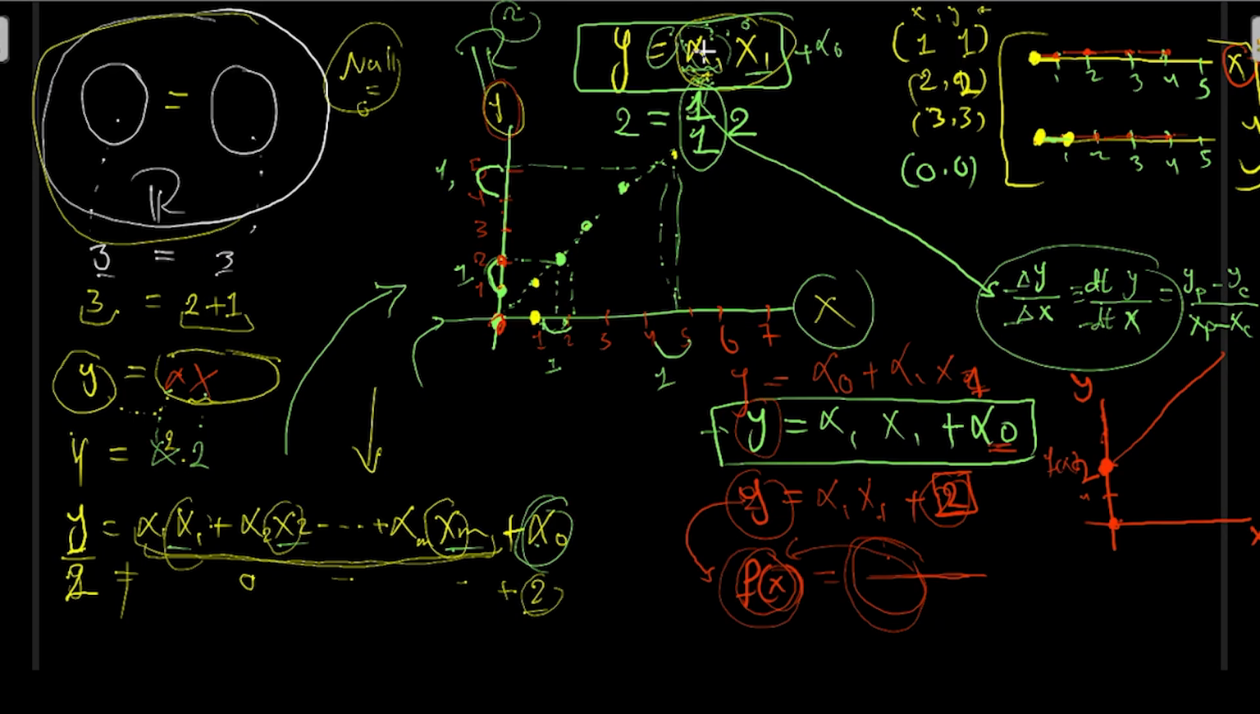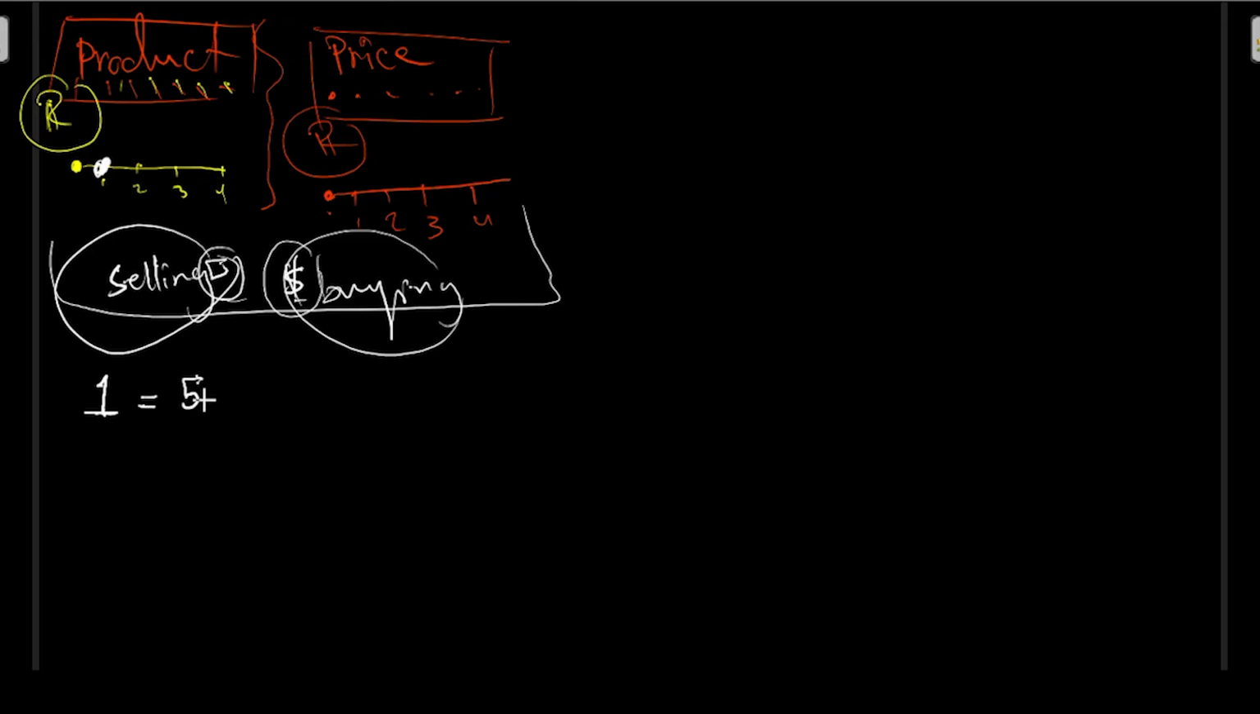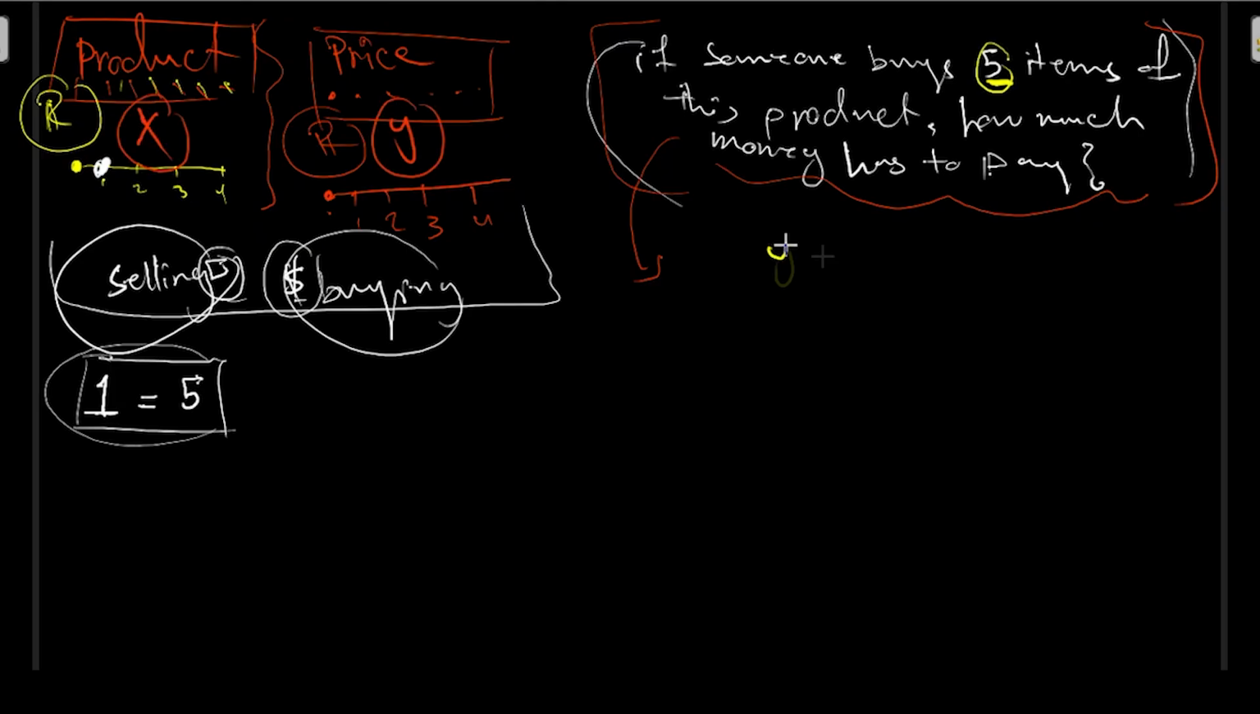Now let's try to find a real example by transforming a real-world problem into some sort of equation. One product is just equal to 5. Now this is going to be my milestone. The statement of the problem: if someone buys 5 items of this product, how much money does he have to pay? Now, if we want to translate this into mathematical language, this is a word language. I'm going to say the product, for example, represents X, and the price represents Y. I want to say Y is equal to how much?